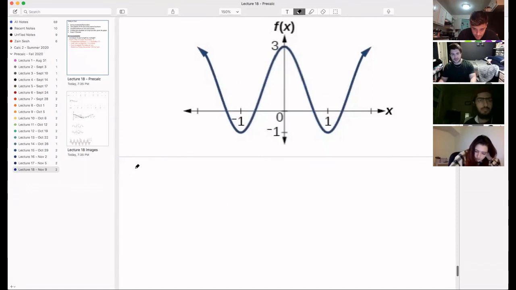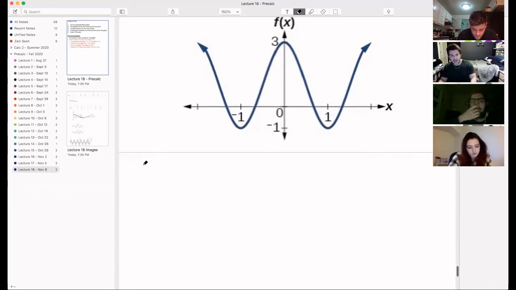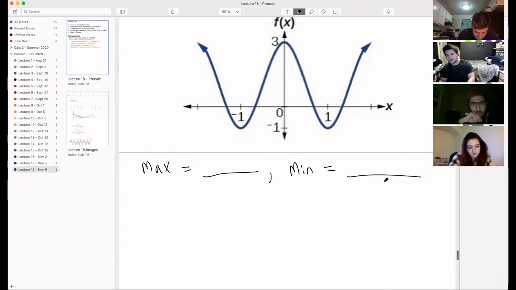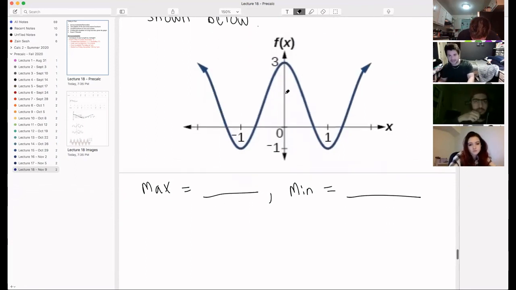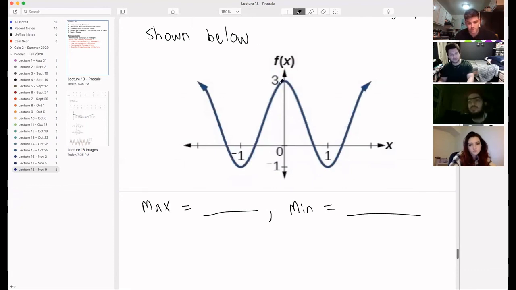I'll start with maximum just to keep it consistent. Maybe someone can help me out with finding the data here. What's the maximum y value for this graph and what's the minimum? 3 and -1. Yes, excellent. The highest y value that we hit is 3. Very good. And the smallest y value we hit is -1.